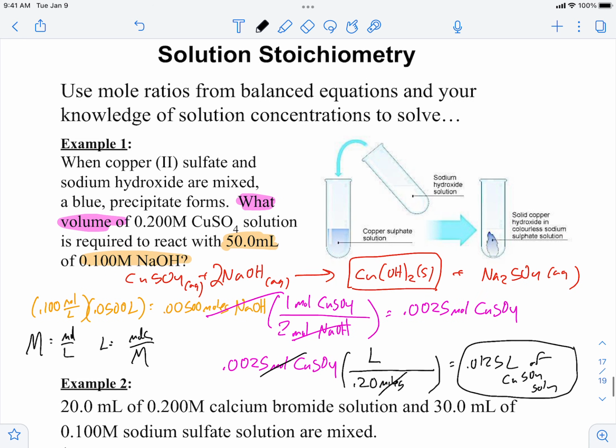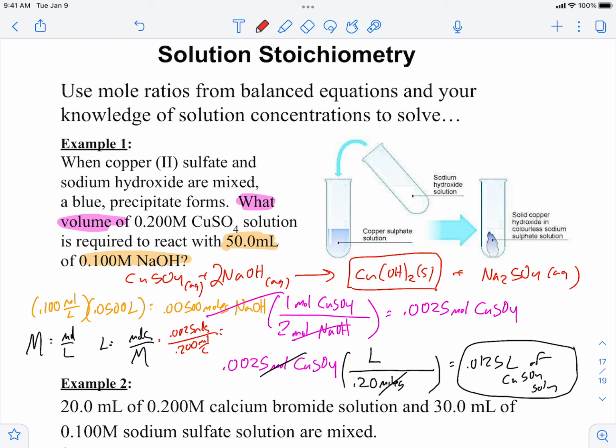Now, if you don't like that, no problem. Just go back and use the equation over here, right? So you take your moles, 0.0025 divided by the molarity, 0.2, and you will get the same answer because mathematically you're doing the same thing. It just looks different.